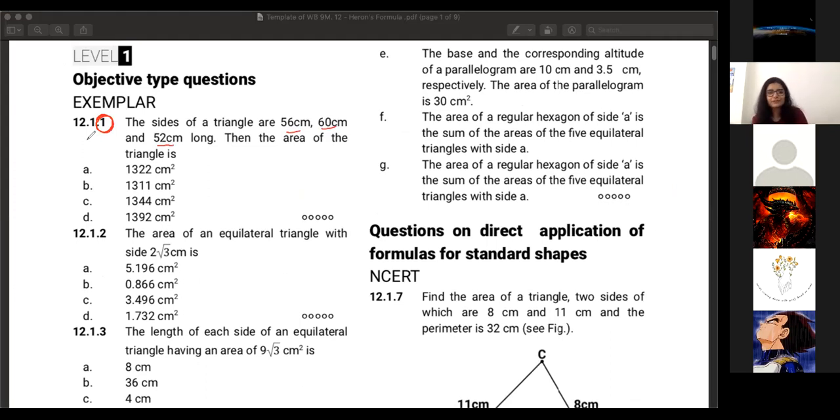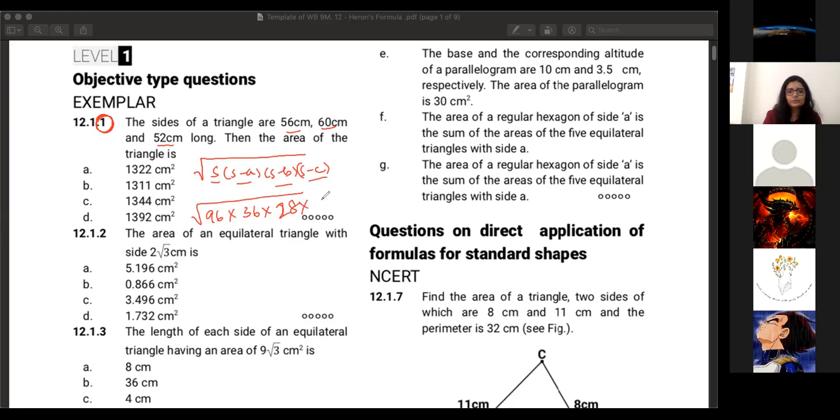Heron's formula, that's it. One piece of advice: when you do root of s into s minus a, s minus b, s minus c, you will get one value for s, then subtract s minus a, you'll get one value, s minus b one value, s minus c one value, right? Don't multiply. You might end up with something like 96 into 36 into 28 into whatever. So don't multiply all these numbers.